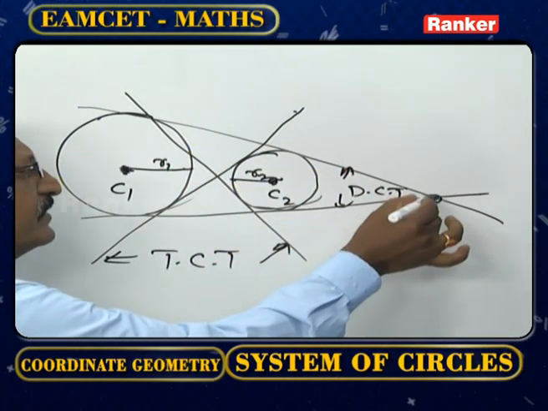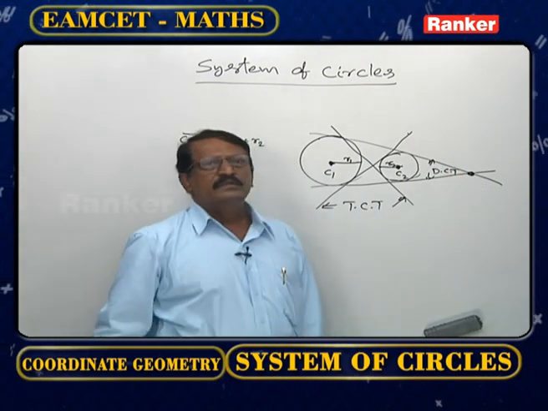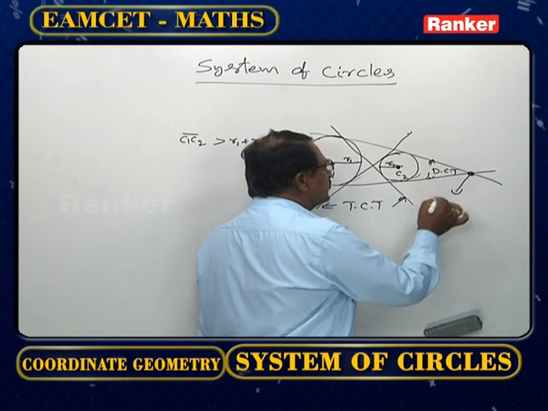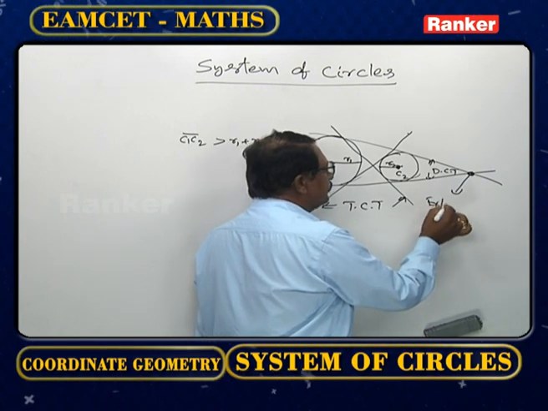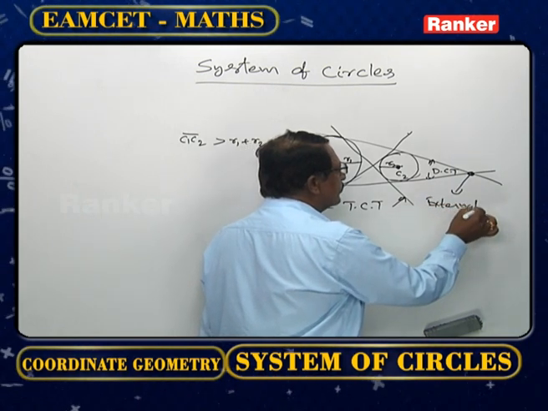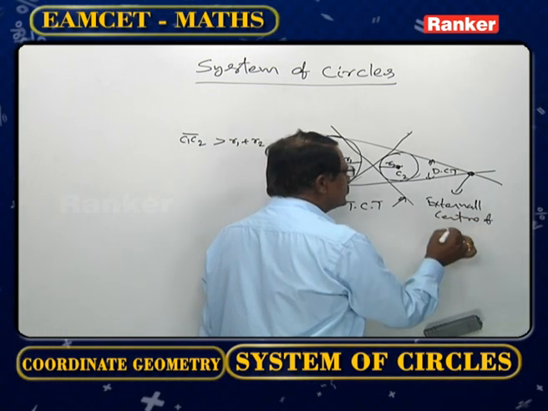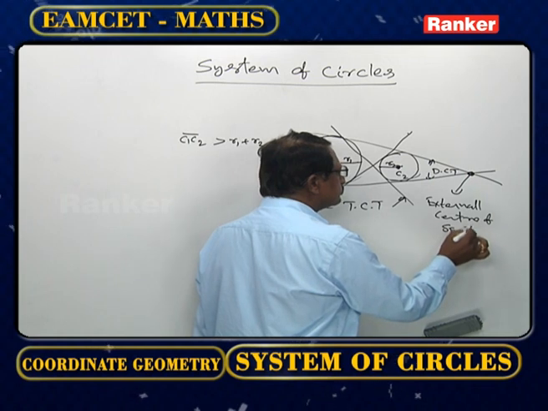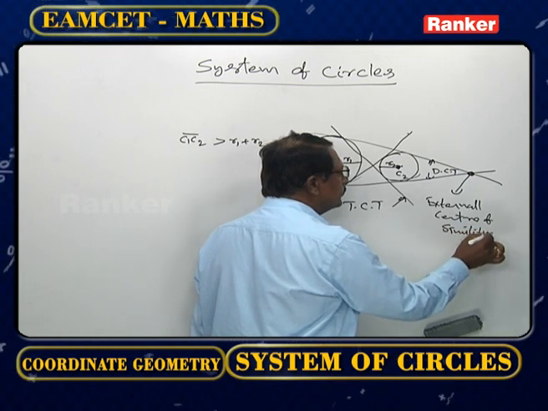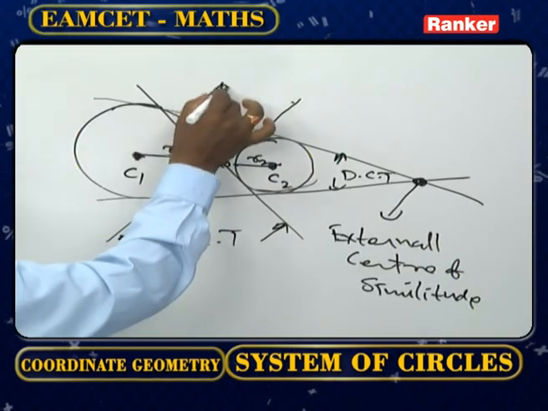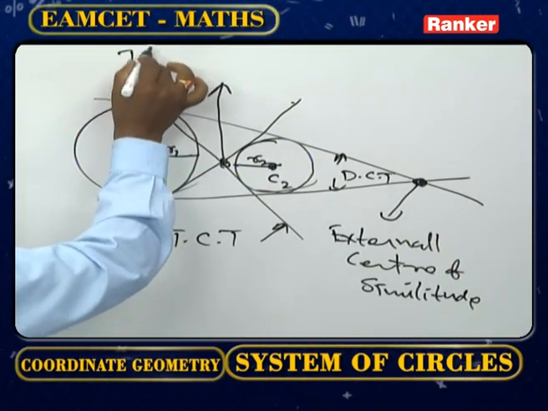The point of intersection of direct common tangents is called the external center of similitude. Similarly, the point of intersection of transverse common tangents is called the internal center of similitude.